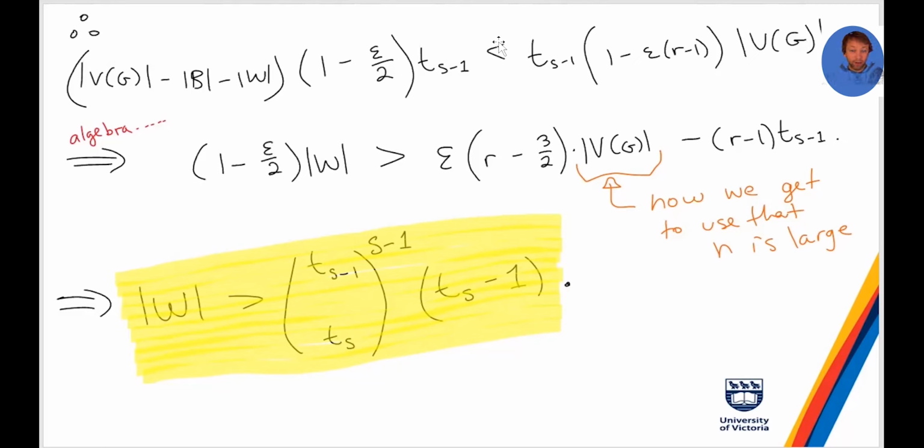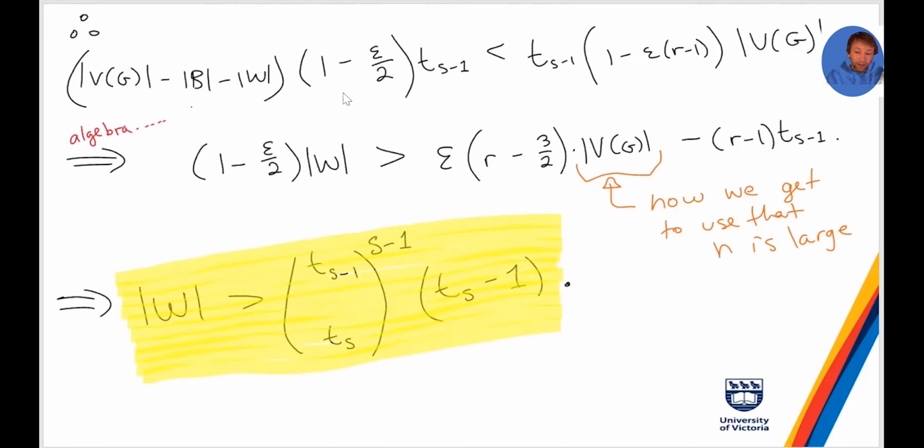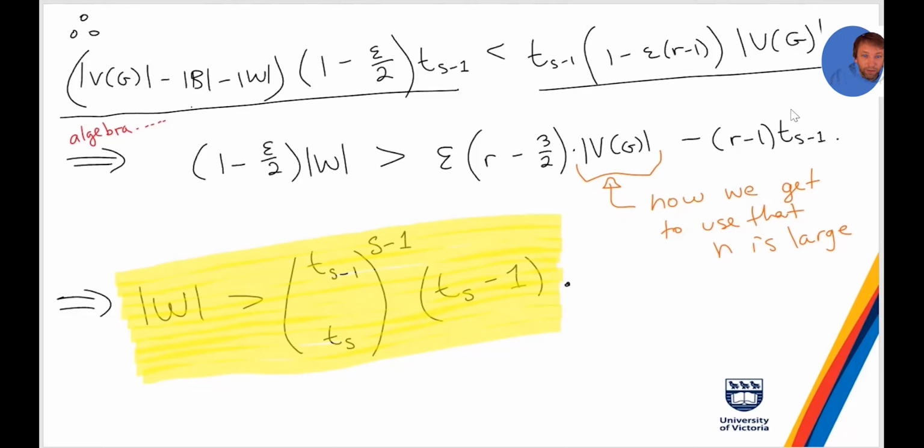This is how the double counting works. We showed that the number of non-edges from U minus W to B is at least something, and at most something. So we can write those things together. The number of non-edges was at least this on the left side, which we proved two slides ago, and it's at most this, which we proved in the last slide. So the left-hand side is at most the right-hand side. And now we solve for W, right? So the algebra here is just solving for W.